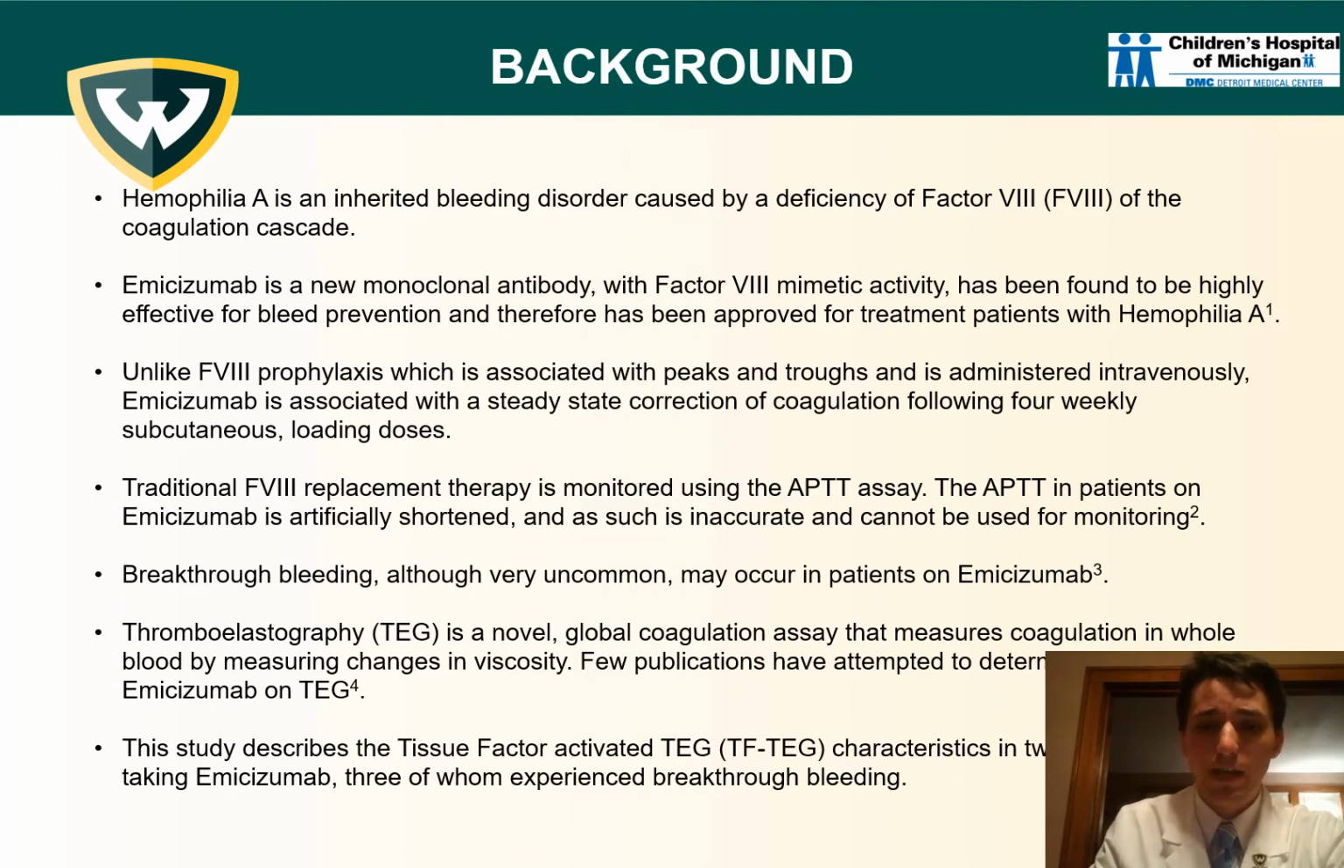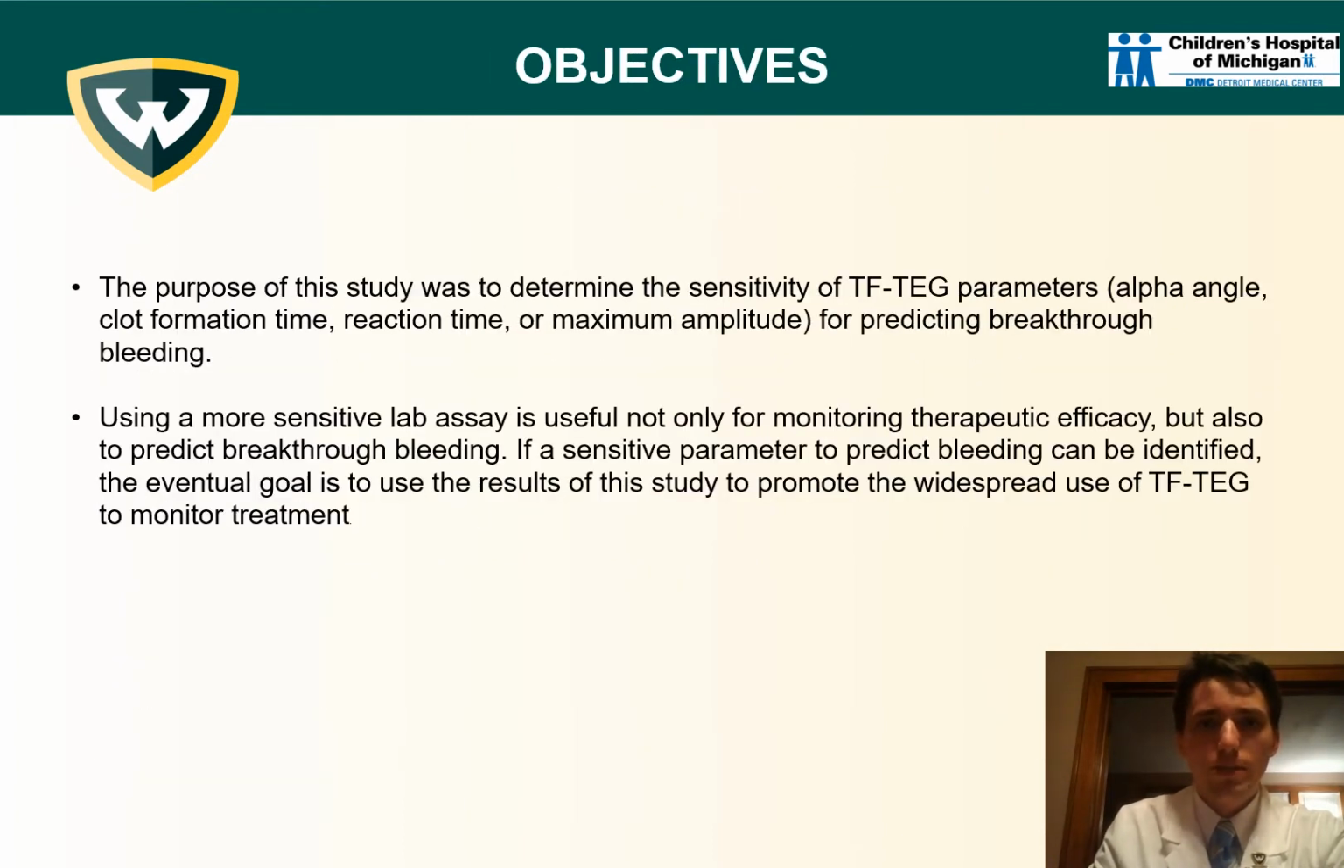So this study is to describe the tissue factor activated TEG characteristics in patients taking emicizumab, two of whom experienced breakthrough bleeding. Once again, just to restate the objectives, the purpose of the study is to determine the sensitivity of the TEG parameters. Alpha angle, clot formation time, reaction time, and maximum amplitude are four of those parameters that we're looking at. And why do we want to do this? We want to see if there's a more sensitive lab assay that can be used to predict breakthrough bleeding, as well as monitor patients who are taking emicizumab to see if we need to adjust their dosage.